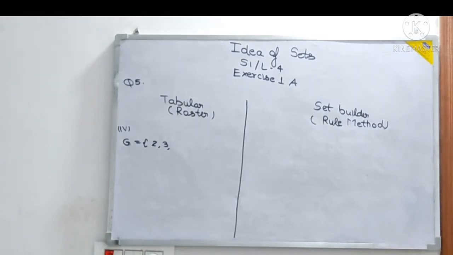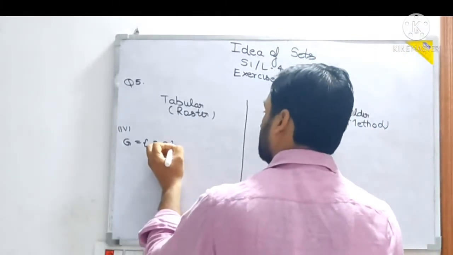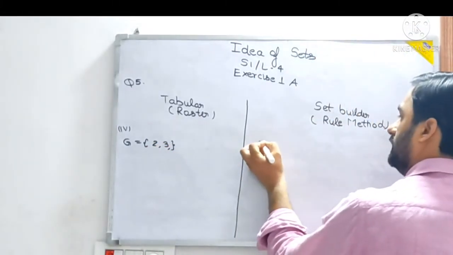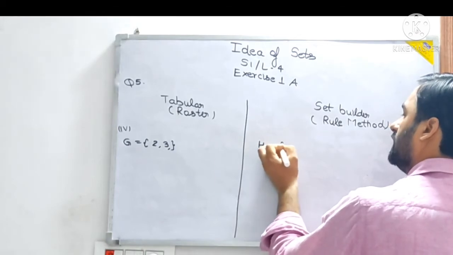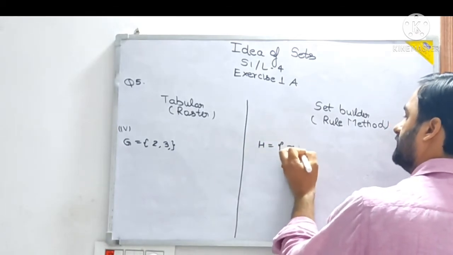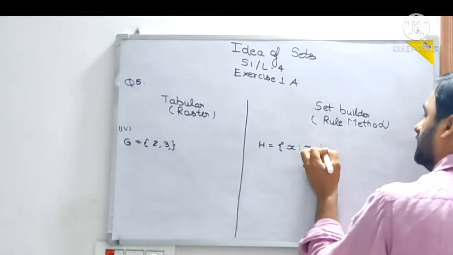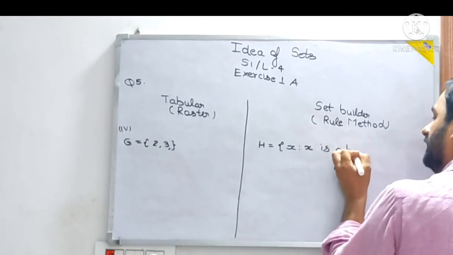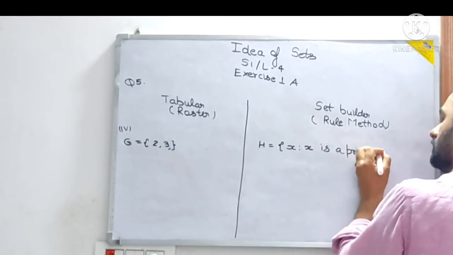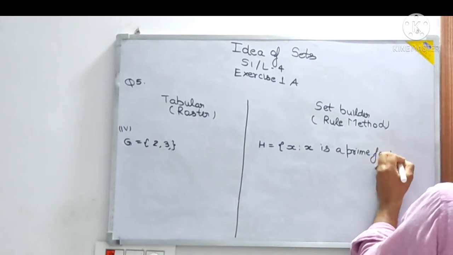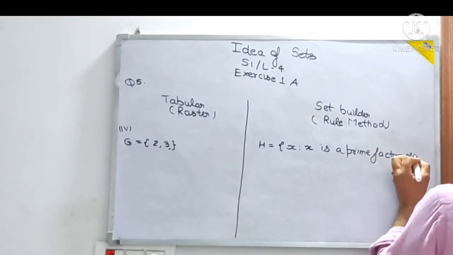So what are the prime factors there? The prime factors of 48 are only 2 and 3. Then for the set builder method, how can we write it? X such that x is a prime factor of 48.